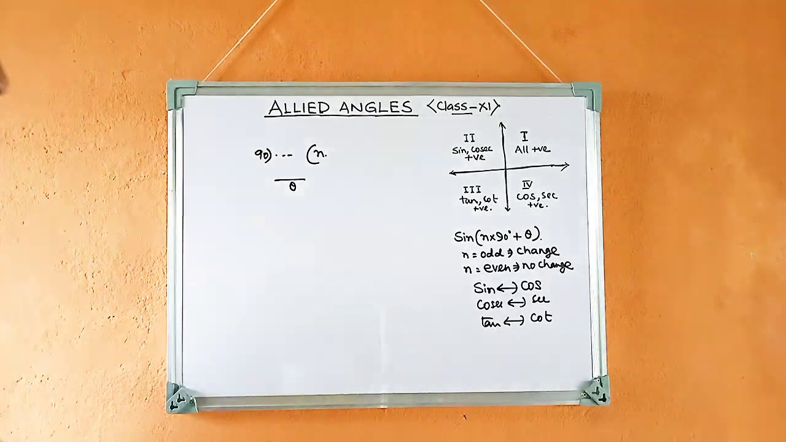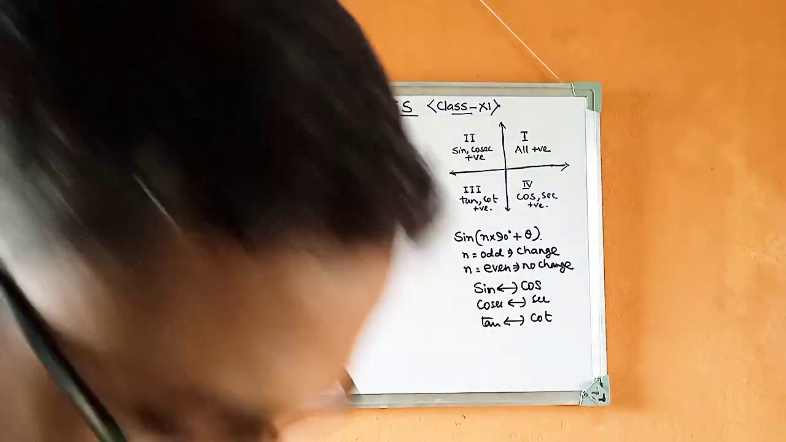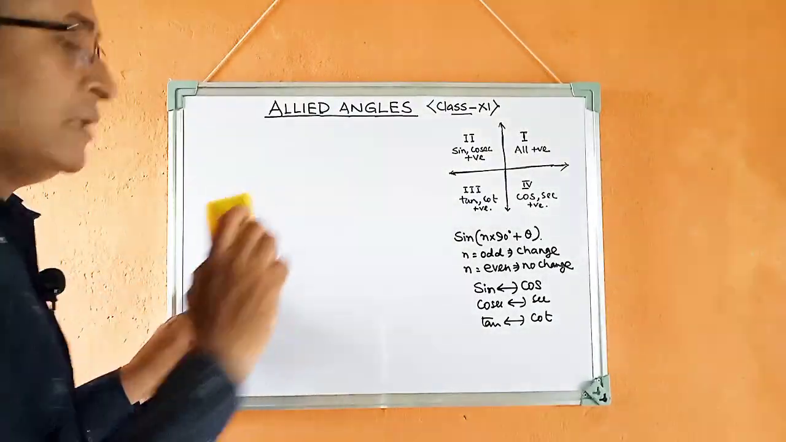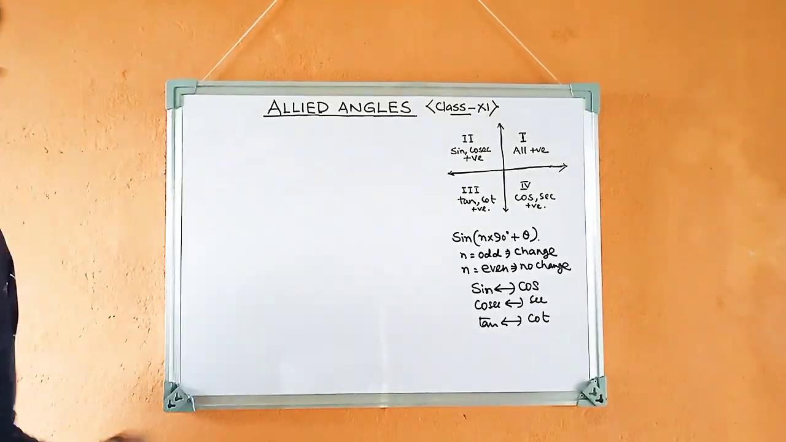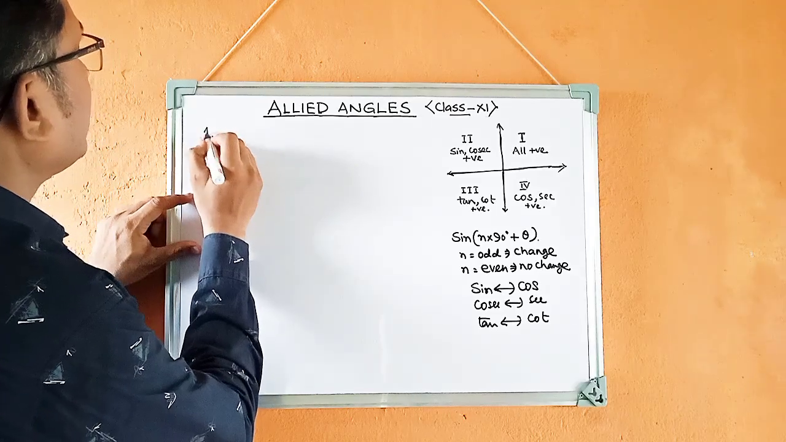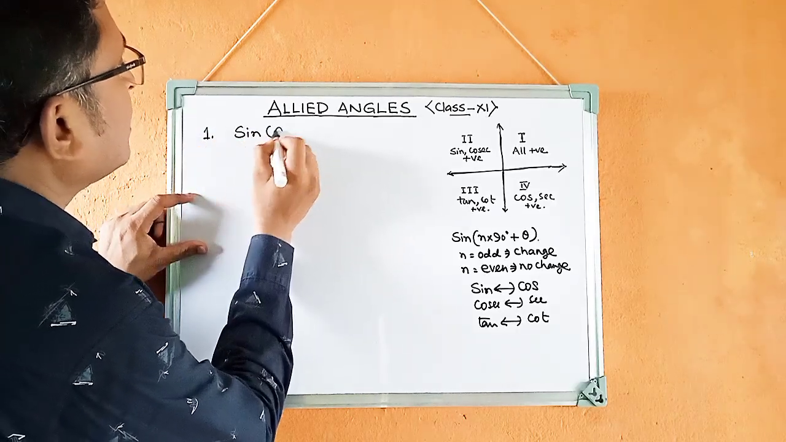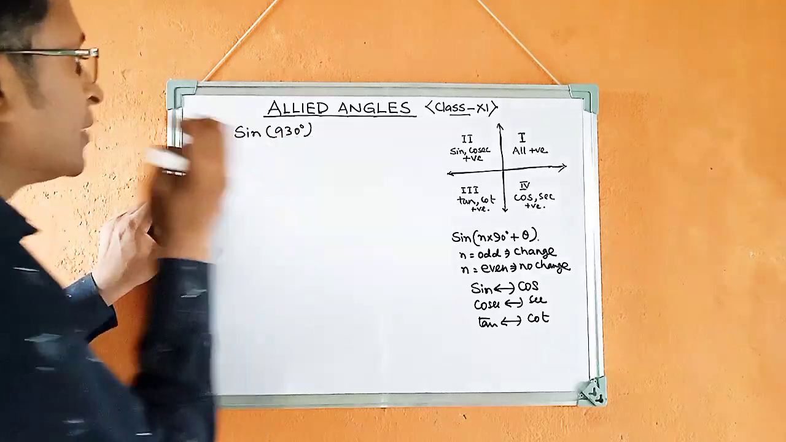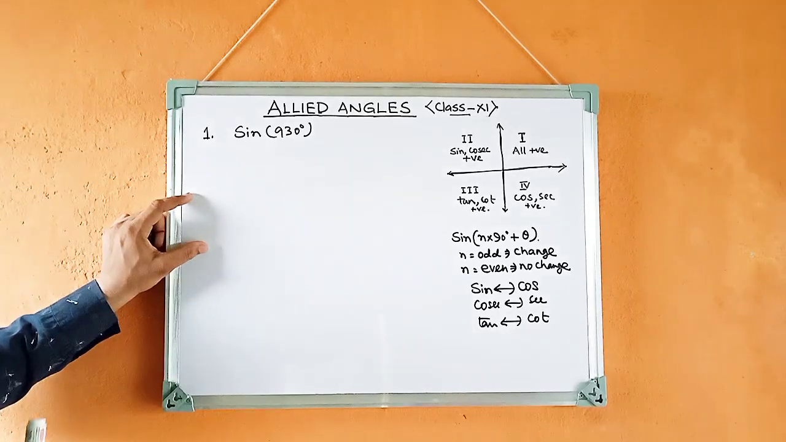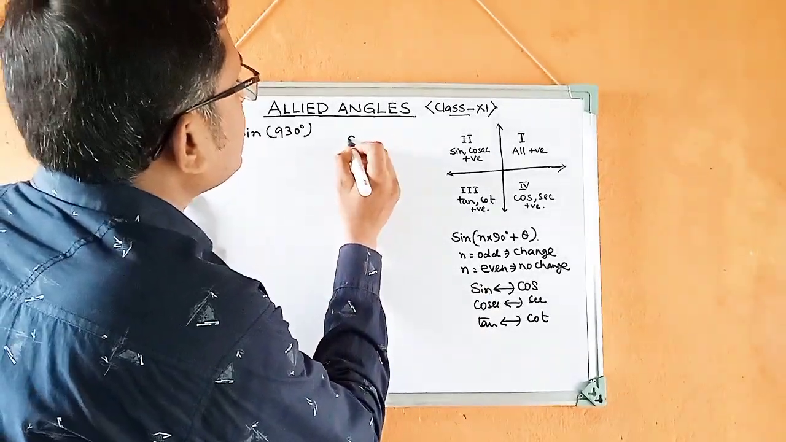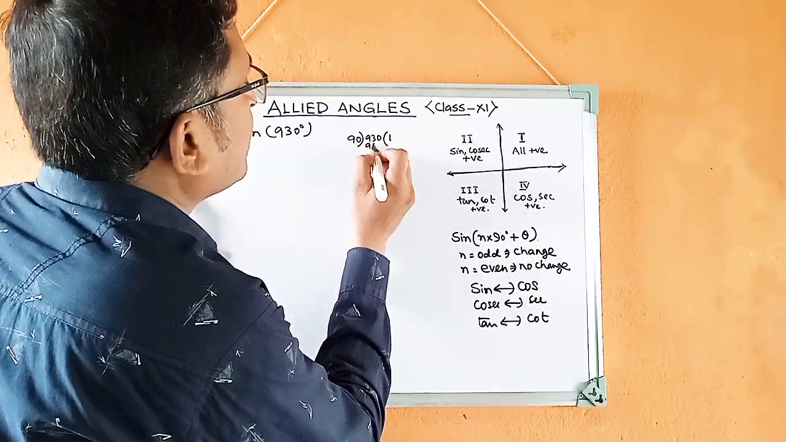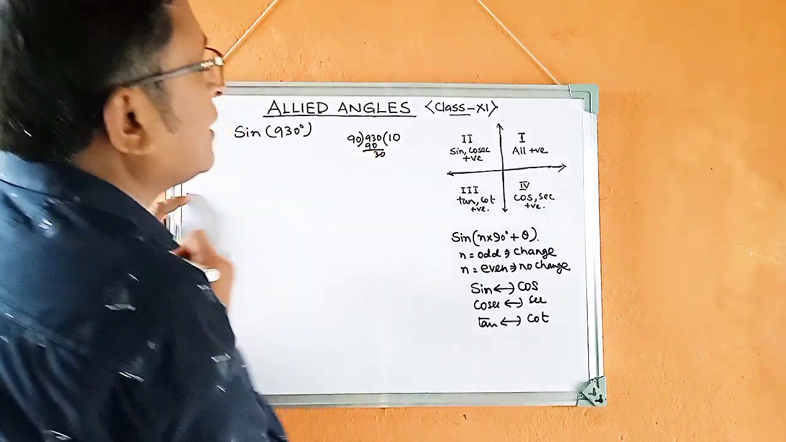Now see, this is the formula, this is how we find the value of all these angles. Now come to the example. Example number 1: find the value of sine 930 degree. See how we will find this value. First of all, we divide 930 degree by 90 degree. 90 ones are 90, the remainder is 30, so the quotient is 10.